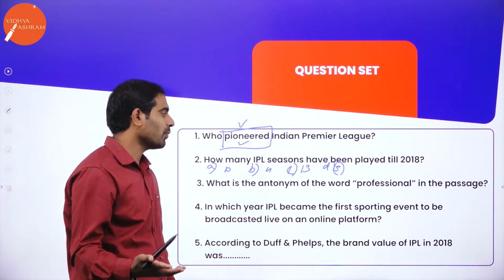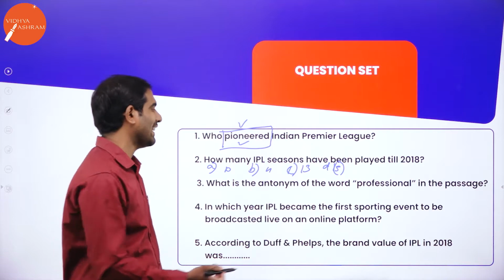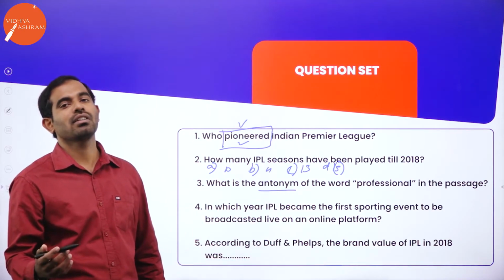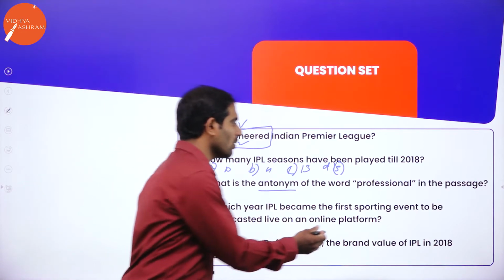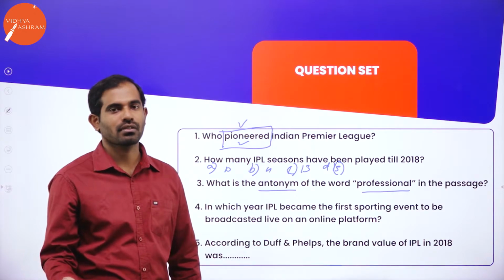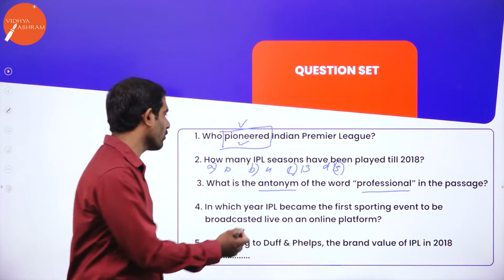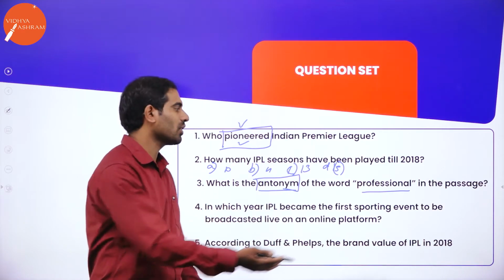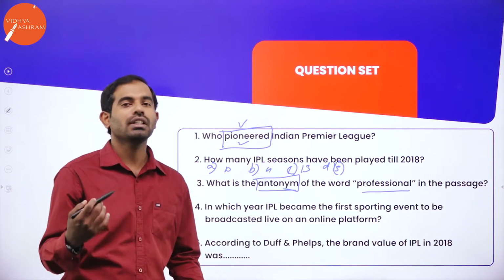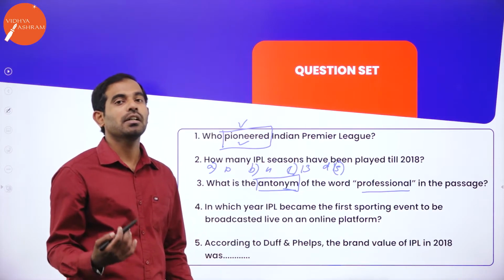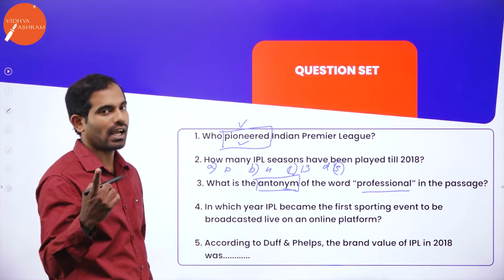What is the antonym of the word professional in the passage? Now, as I told you, antonym is nothing but the opposite word. So, what is the opposite word of professional? Unprofessional. So, be clear, you need to know the meaning of antonyms and synonyms. If you don't know it, you might just guess the answer or you can get it wrong.